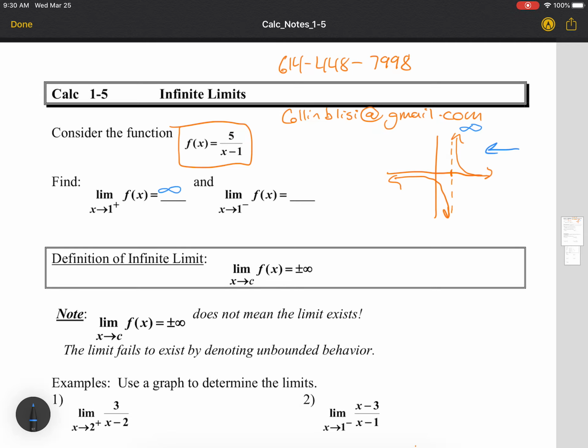Now we're going to look at it from the left side. As we look at it coming from this direction, we see it goes down towards negative infinity. So the big thing to remember, from our rules from before, it's going to two different limits, so it does not exist. Also, we know that if it ever goes to infinity or negative infinity, it does not exist. So this limit does not exist.